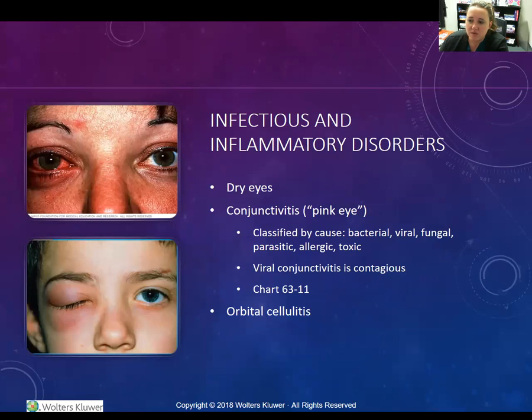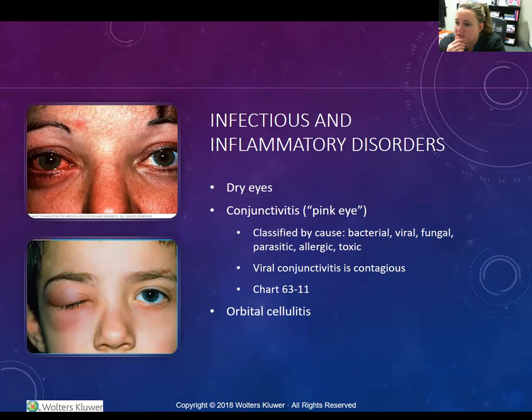Infectious and inflammatory disorders. We have dry eyes, we have decreased tear production, obstruction of a lacrimal gland, certain medications, allergies, people with contact lens. If they don't take their contact lenses out or they sleep in them, it can be really bad. So they can have these type of problems. Conjunctivitis is inflammation of the conjunctiva, obviously. Foreign body sensation, scratching, burning, itching, discharge can be watery, mucoid, or purulent.